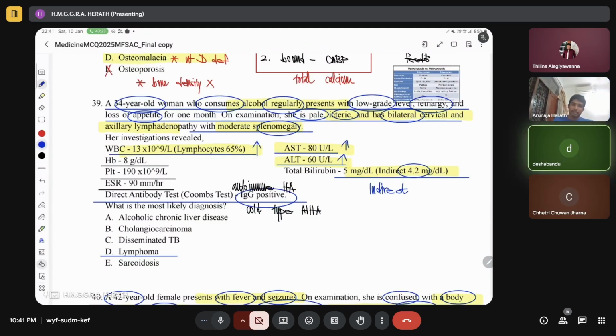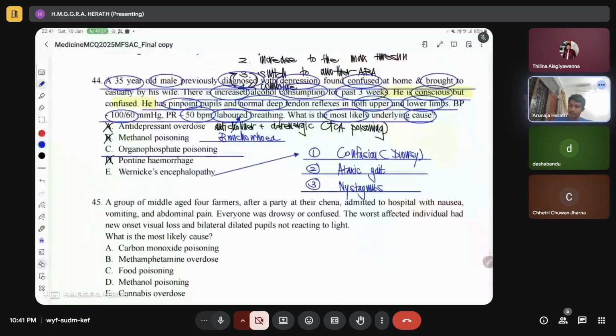Oh. Right? So like that, we have to see the complete picture.